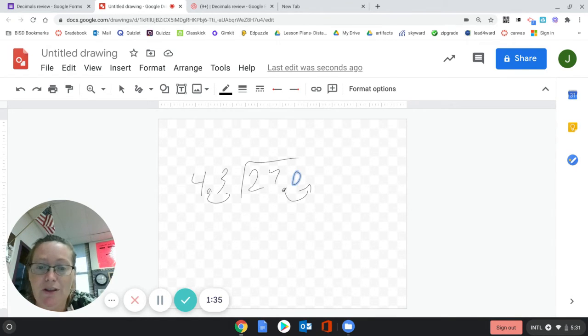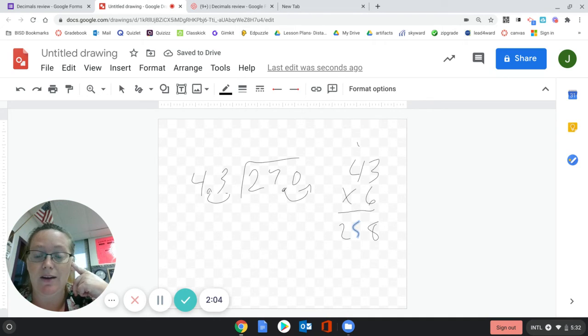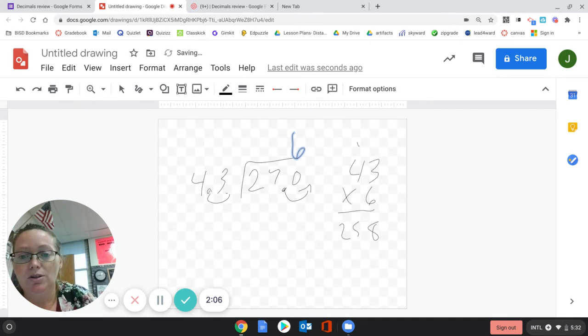Well, if I think about my fours, 4 times 5 is 20, 4 times 6 is 24, 4 times 7 is 28. So if I'm looking at that first digit here, 40 times maybe 6 or 7, let's try 6. 43 times 6: 6 times 3 is 18, carry the 1, 6 times 4 is 24, plus 1 is 25, so 258. That's only 12 less than 270, so that's the right number. So 43 times 6 is 258, and I'm going to subtract, and I'll get a 12.